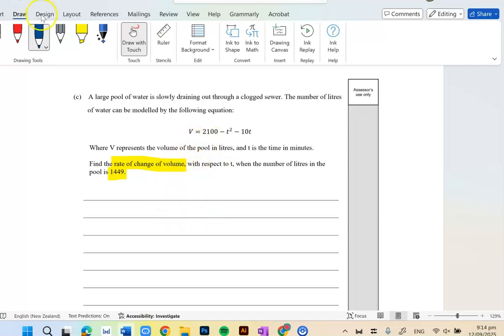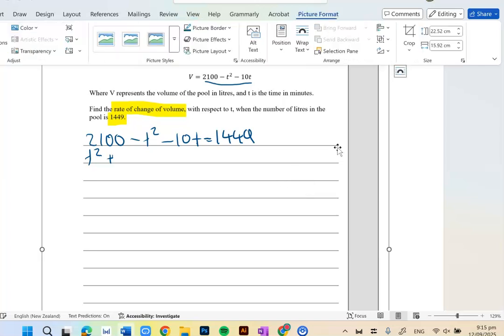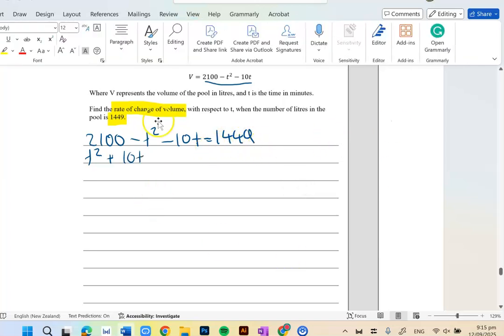So to do that, this actually is a quadratic equation, I can see. So we're going to make all of this equal to the volume they've given us, 1449. So I guess we just go 2100 minus t squared minus 10t equals 1449. If we rewrite it out and simplify it, we should get t squared plus 10t, and 1449 goes to the other side and becomes a minus, so it's negative 651 equals 0.